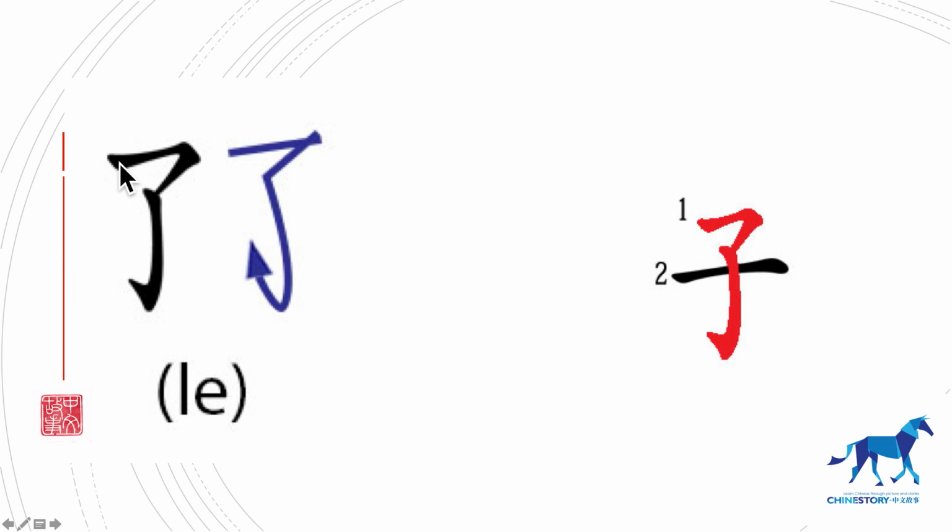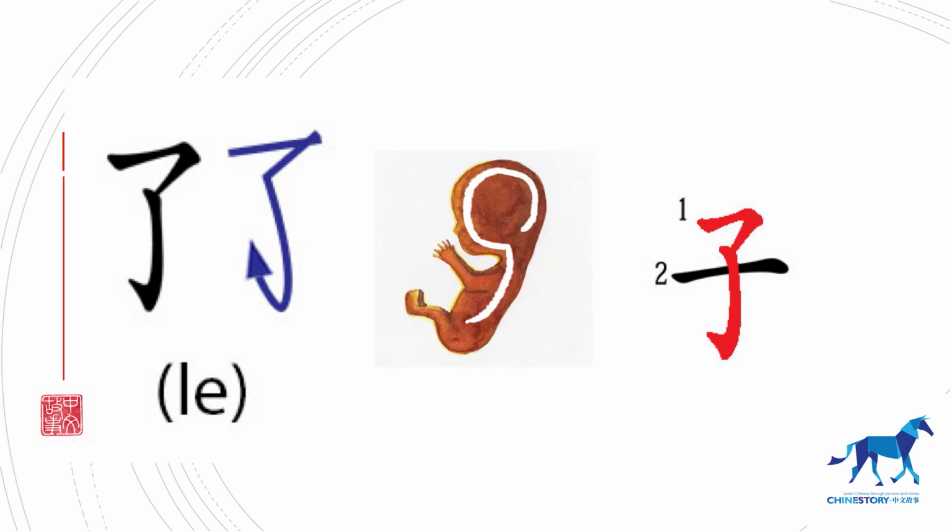Next one is Le. It looks like number 3. It's one big fluid stroke down with the hook. Again, the stroke name is also the name for the character. It originally means a new baby was already born. His umbilical cord is already cut, so Le becomes a marker for the completion of an action.